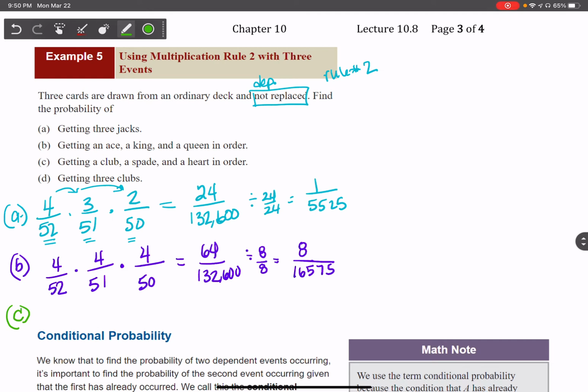All right, getting a club, a spade, and a heart. Same concept. I'm starting with 52 cards total. Well, how many of those 52 cards are clubs? 13 of them. Now I only have 51 cards left, but how many are still spades? 13, because I didn't pull a spade. Now how many do I have left? 50, but how many are hearts? 13. So this time the numerator does not change, just like in B. The denominator still changes, but my numerator does not change.